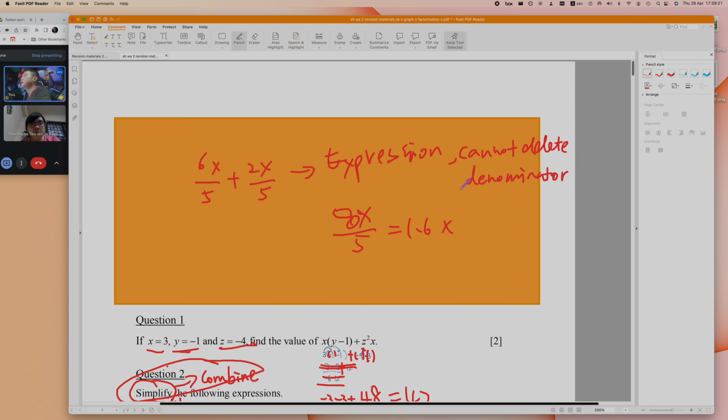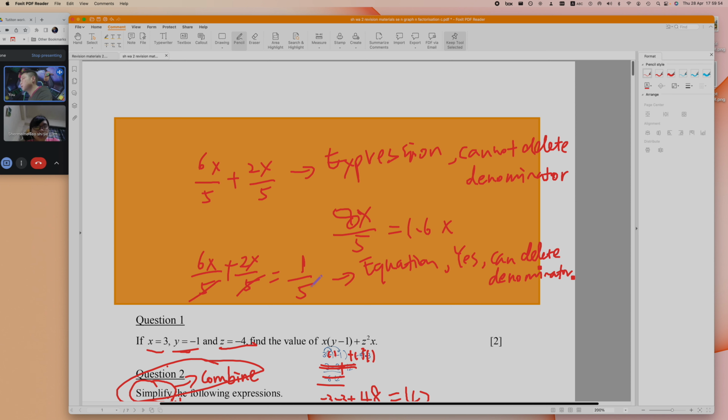So what if you have this? What is this? What is this one? Equation. Yes, it's an equation. So can you delete the denominator throughout? Yes. So equation, yes, can delete denominator.